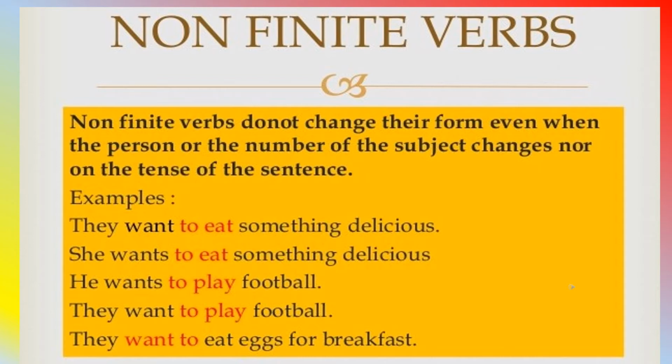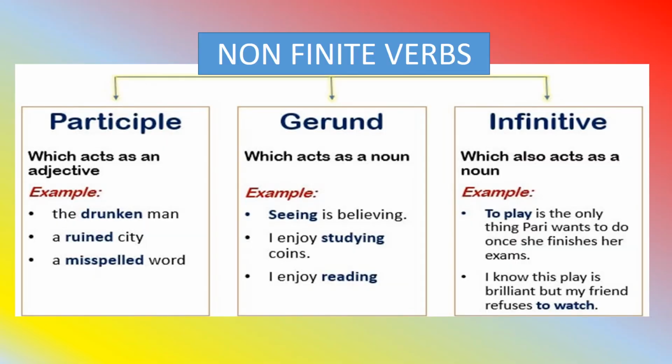So the non-finite verbs can act as noun, adjective or adverb. The non-finite verbs are further divided in 3 types: infinitives, gerund and participle. In the previous slide, we had seen some of the examples of infinitives. The infinitives act as a noun. For example, to play is the only thing Pari wants to do once she finishes her exams. I know this play is brilliant, but my friend refuses to watch.